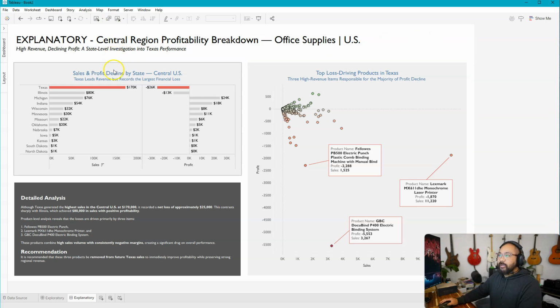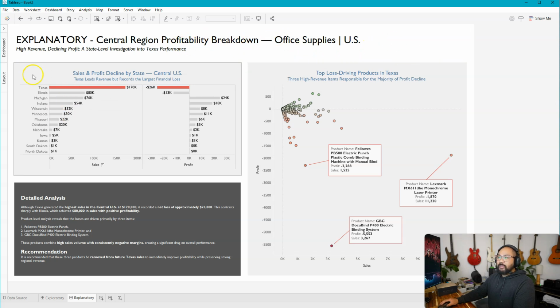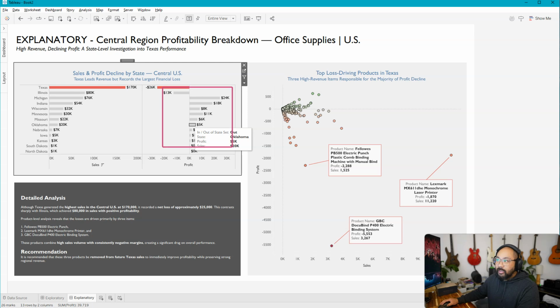So you can see right here, central region profitability breakdown, office supplies. So straight away you can see things are even formatted differently. We want them to focus on Texas to show that, well, Texas has the greatest loss at $26,000 in profit. The rest is not important because we're trying to get the reader to focus in on that.